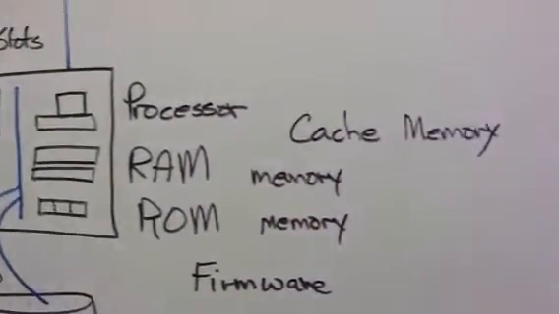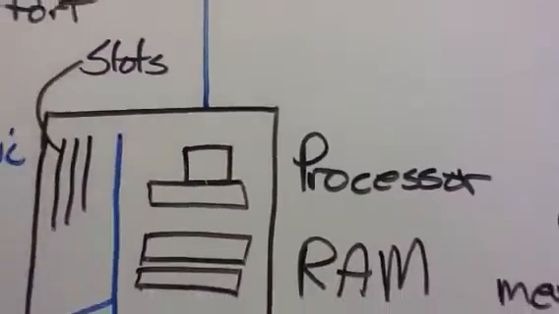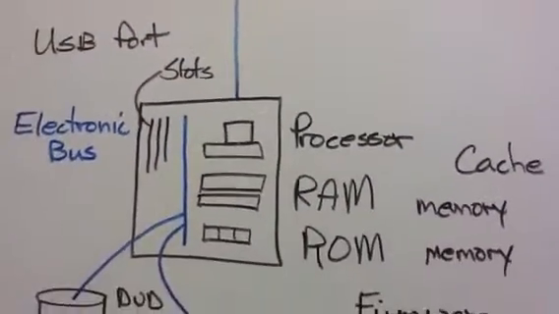We introduced one more term, cache memory, high-speed memory that communicates. I drew a little box right there by the processor. It communicates primarily with the processor, and keeps things that are used often in that area.